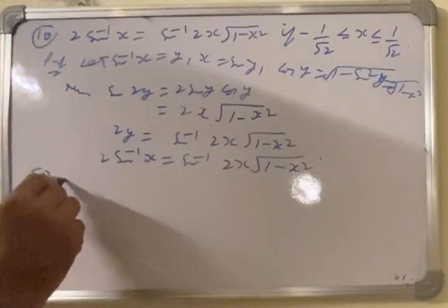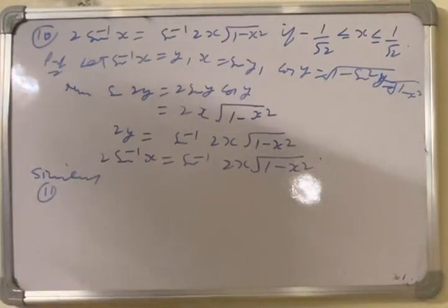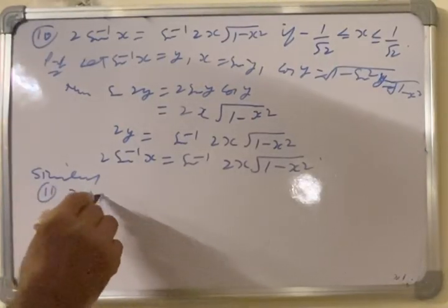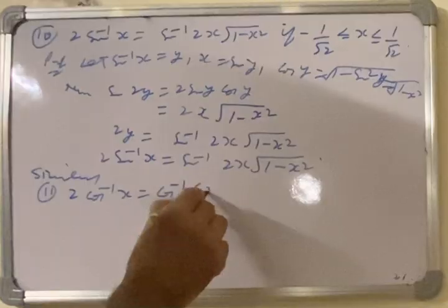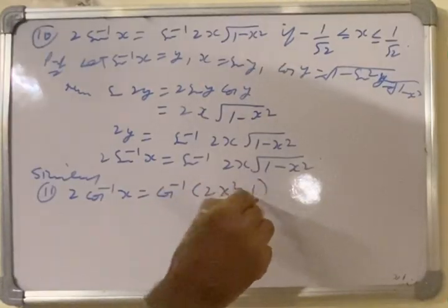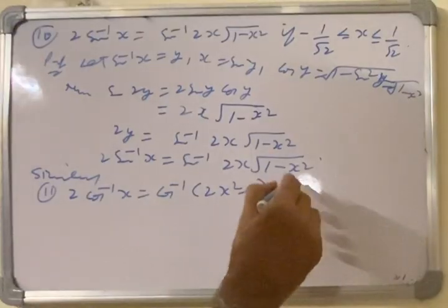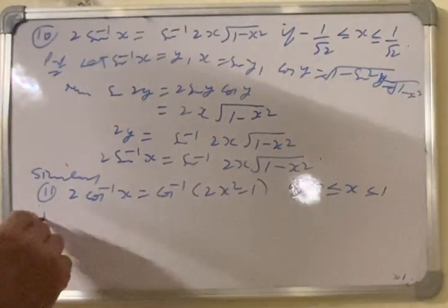Similarly, we have 11th property: 2 cos inverse x is equal to cos inverse 2x square minus 1, if 0 is less than equal to x less than equal to 1.